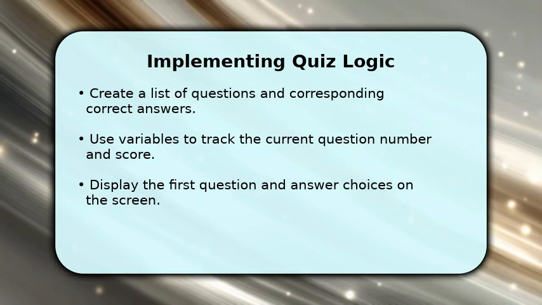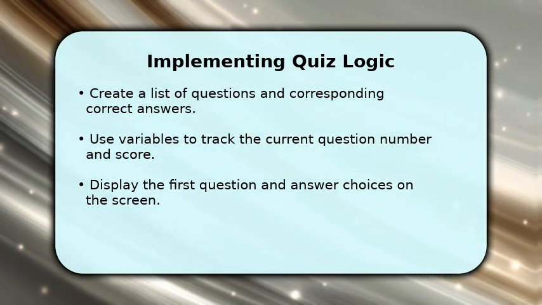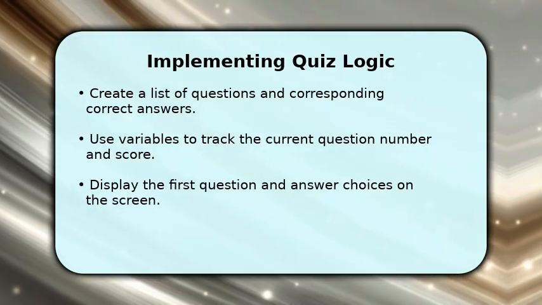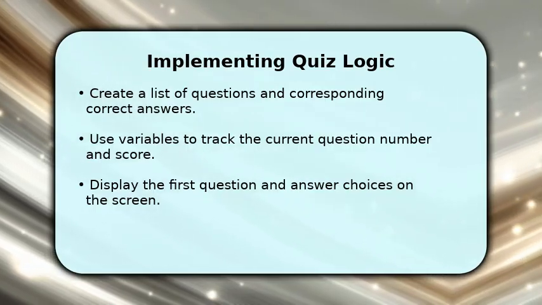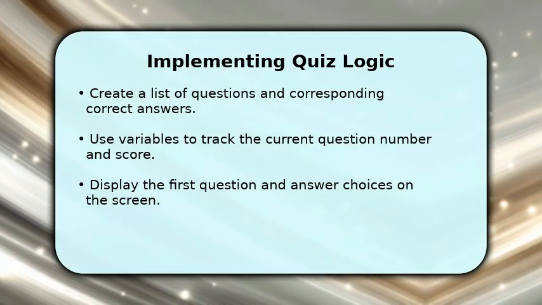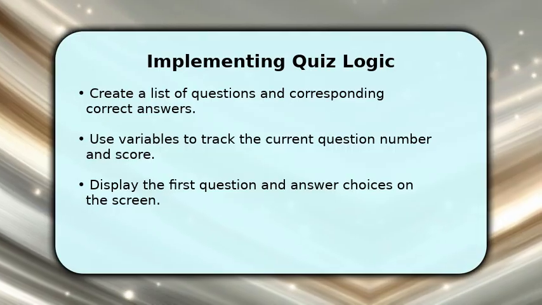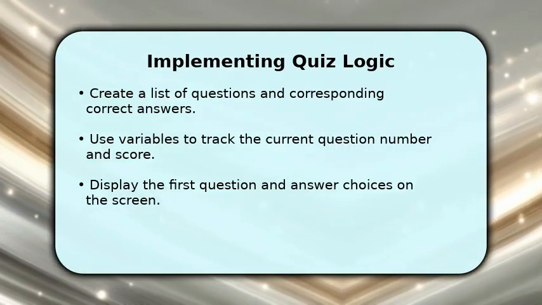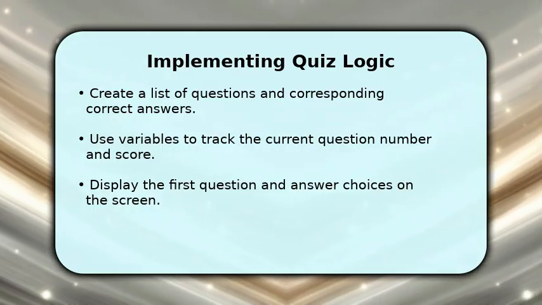Now, let's implement the core quiz logic. Create two lists, one for your quiz questions and another for their correct answers. Initialize variables to keep track of the current question index, starting at 0, and the player's score, also starting at 0. Then, use these variables to display the very first question and its associated answer options on your app screen, setting the stage for interaction.